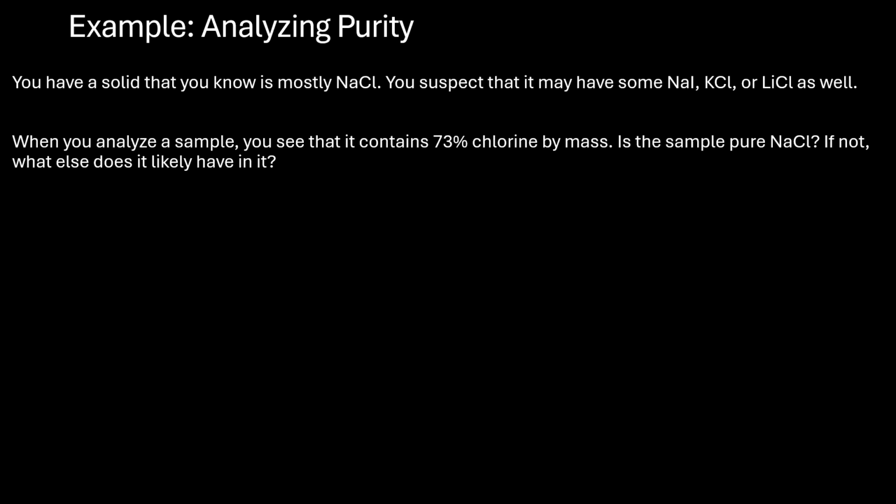So we have, first off, sodium. Let's write sodium's molar mass as 22.99. Chlorine is going to be 35.45. Iodine is 126.90. Potassium is 39.10, and lithium is 6.94.